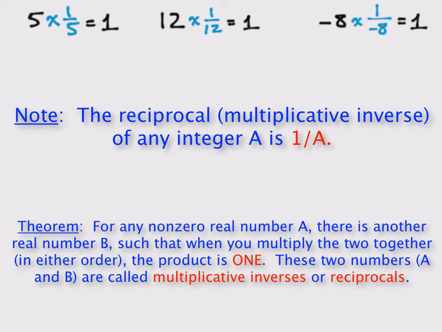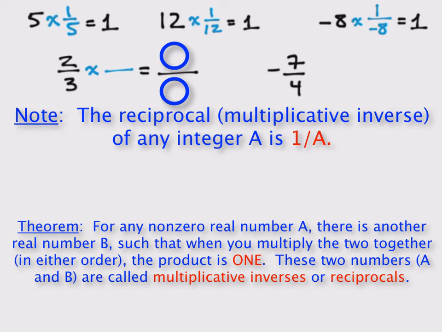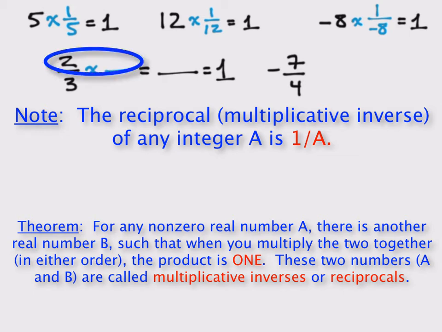But what about fractions? How do we find the multiplicative inverse of a fraction? For instance, 2/3 or negative 7/4. Let's start with 2/3. We're going to have to multiply 2/3 by something so that we end up with a fraction in which the numerator and denominator are exactly the same, because if the numerator and denominator are exactly the same, we'll end up with 1. So let's think. If I multiply 2 by 3 and multiply 3 by 2, we'll end up with 6 over 6, and 6 over 6 is the same thing as 1. So the multiplicative inverse of 2/3 is 3/2.